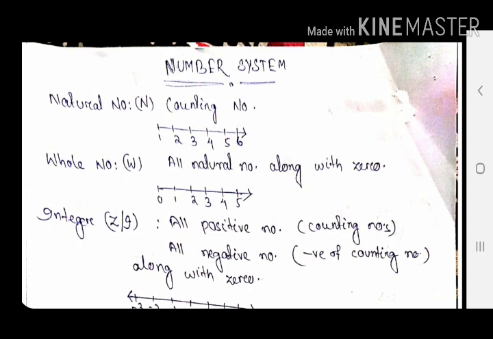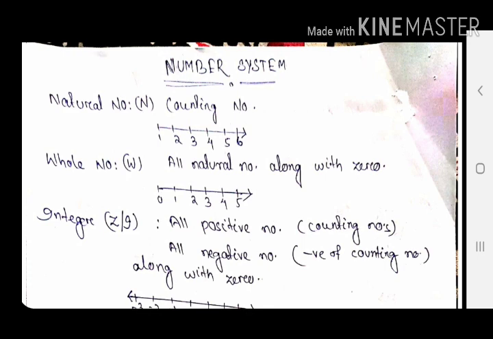The first domain, and the first aspect of number system, is natural number. As you know from your earlier classes, it is nothing but the counting numbers, the numbers we use in our day-to-day life for counting purposes. Just like 1, 2, 3, 4, all are natural numbers, and it is represented by the alphabet N.